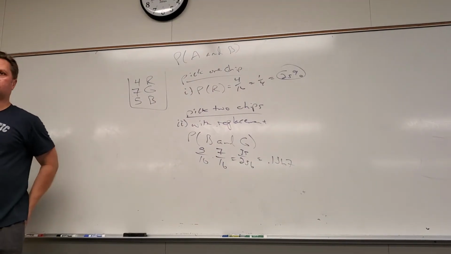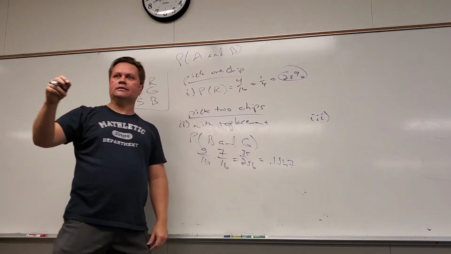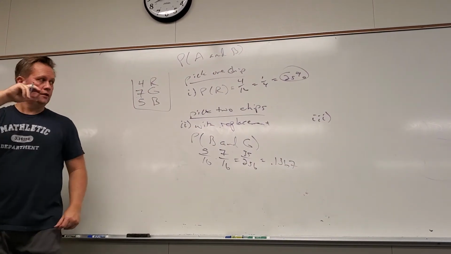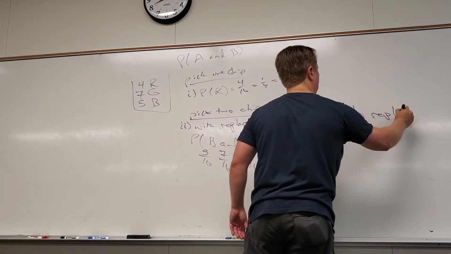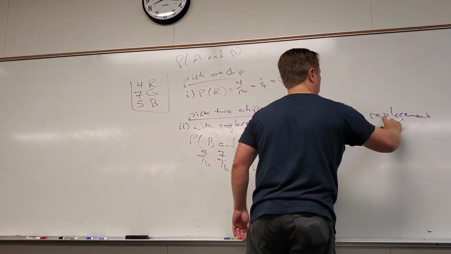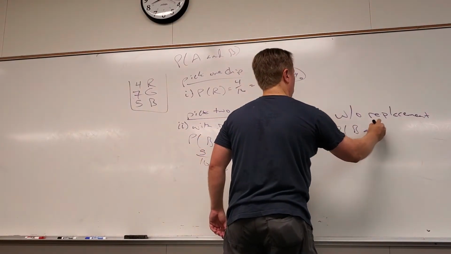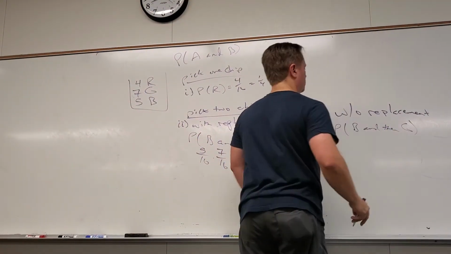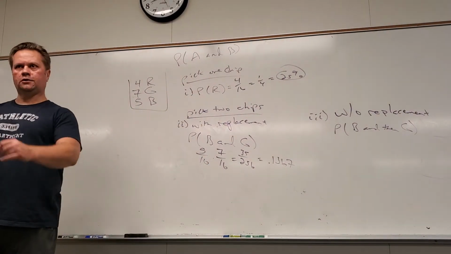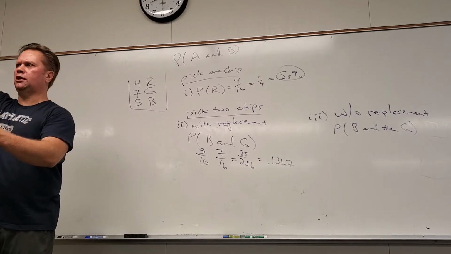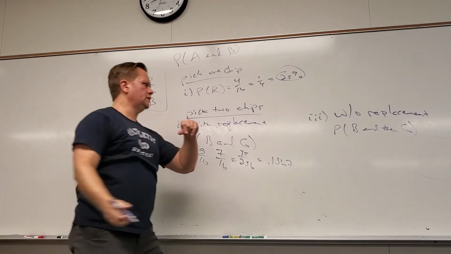Now, here it is, the last piece of the last problem. Here it comes. If I do this without replacement, same question. What's the probability I get a blue and then a green? So nothing's happened yet. I reach in, I take a chip, what's the probability it is blue? 5 out of 16.